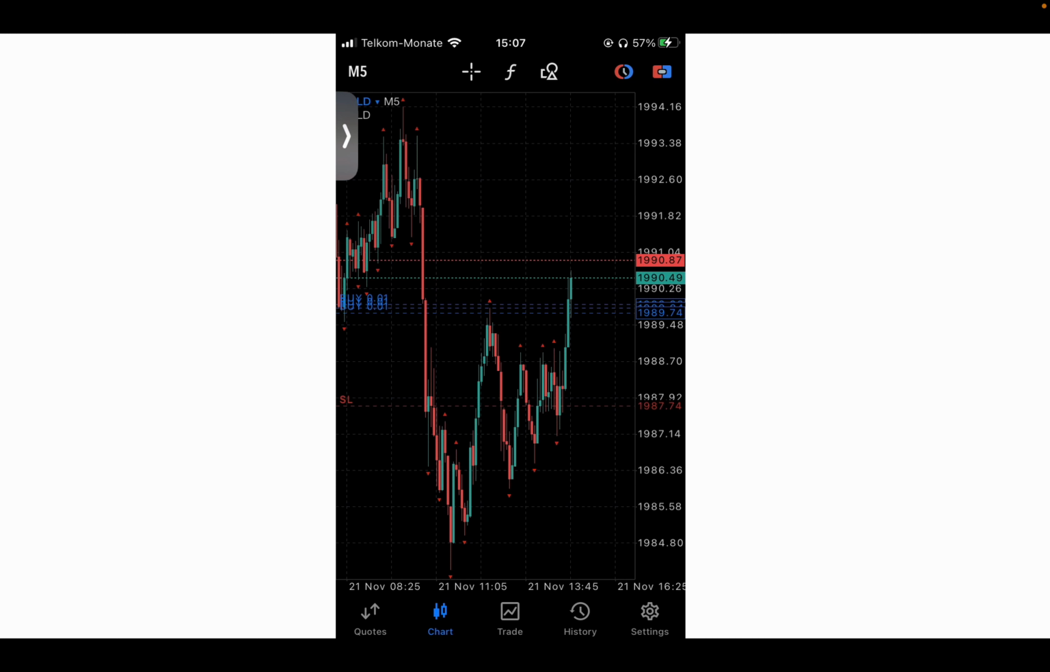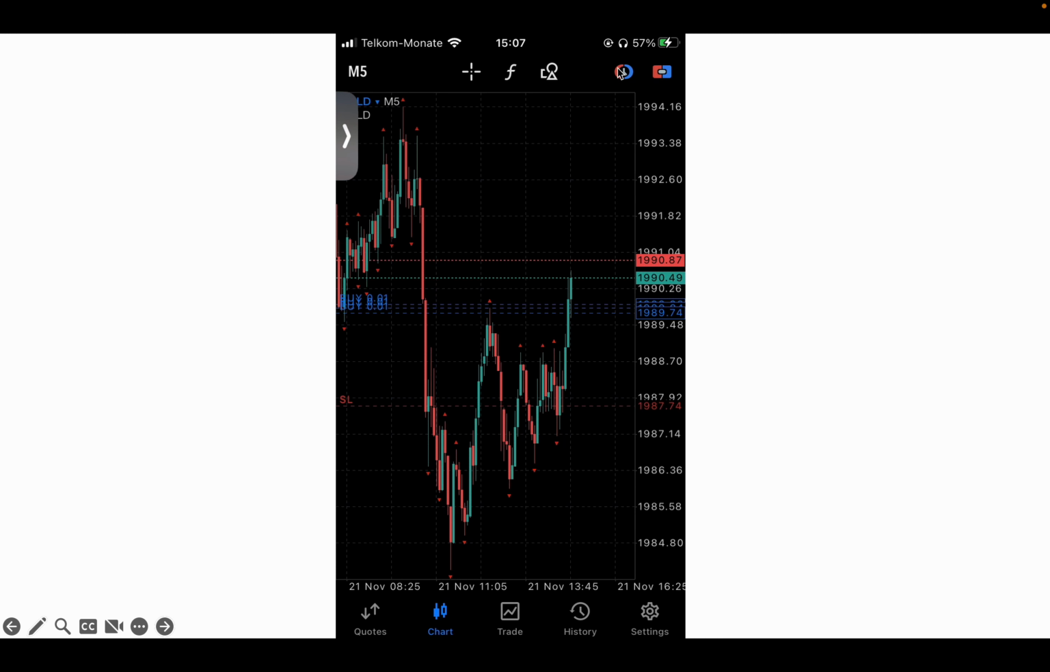Obviously, it's much easier to figure that out on this asset, gold, because literally 1993 to 1994, that's like $1 worth of movement on this asset. Obviously, you have to figure out what that is on other assets you trade, but I was trading gold.